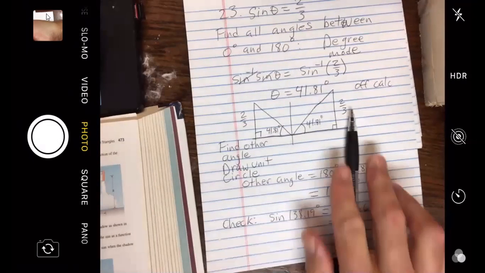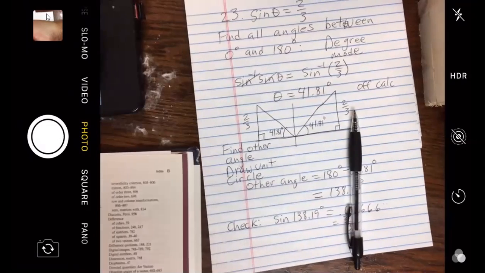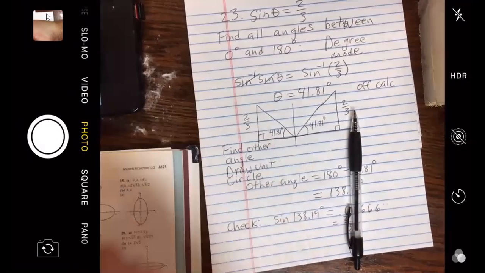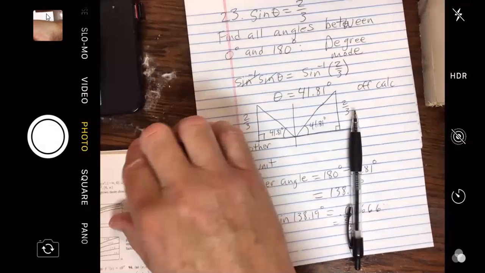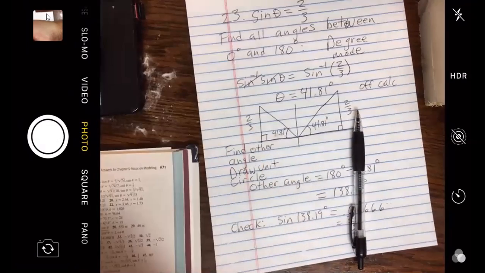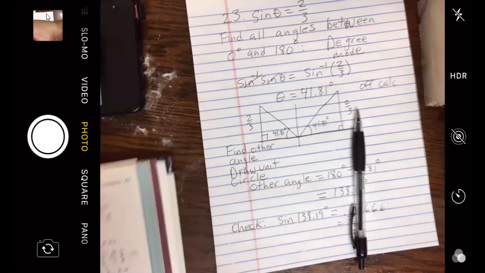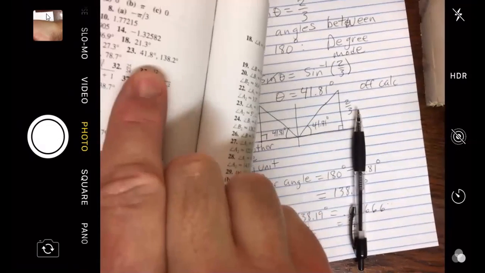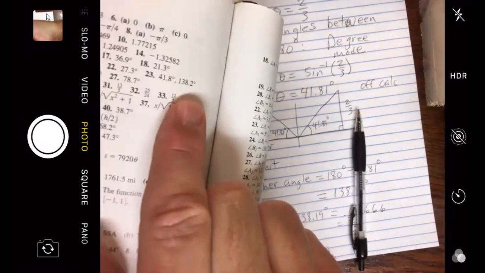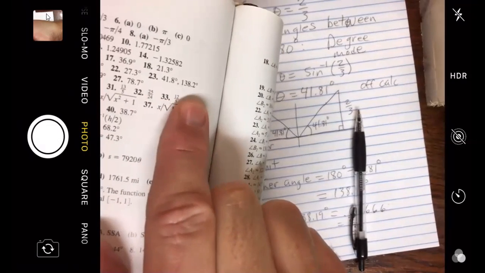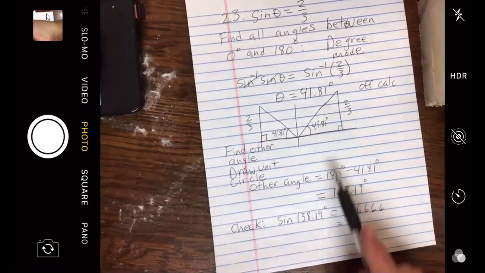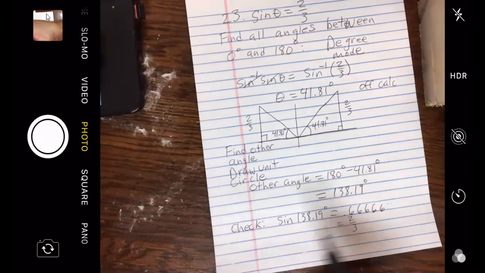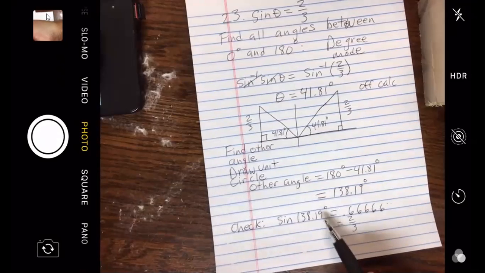Double check again. 41 degrees, 138. It said rounded to tenths place. I didn't pay attention to that. 41.8 and 138.2. There's my 41.8 and 138. They rounded it to 2. I'm not that picky about the rounding. I won't trick you on a quiz or anything, true or false. I'll try to make it more obvious than that.